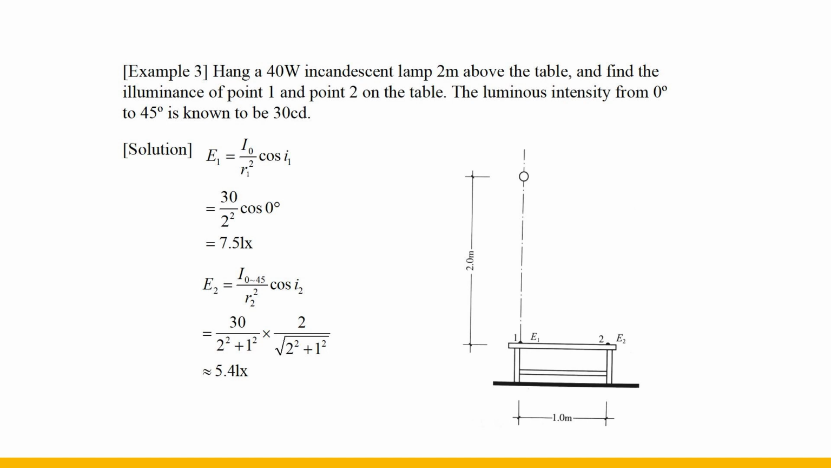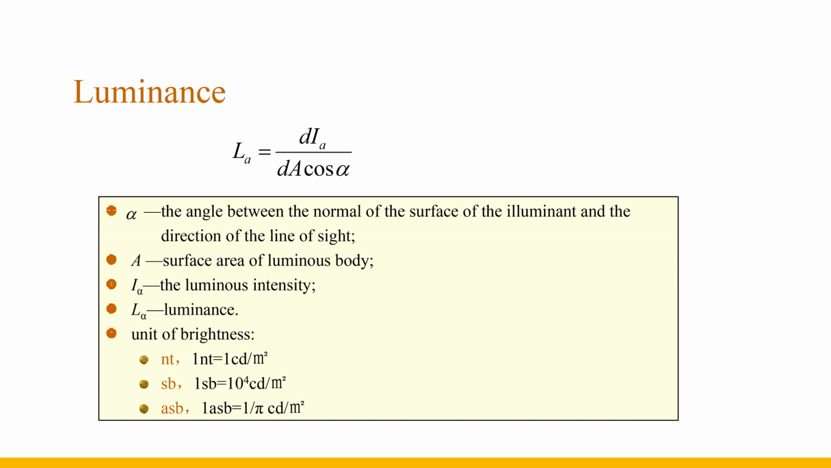The R value of point 1 is equal to 2. The R value of point 2 can be obtained by finding the hypotenuse of the 2 right-angled sides, according to the Pythagorean theorem. Comparing the calculation results, it can be seen that the illuminance of point 2 is smaller than that of point 1, which is caused by the larger distance. Think about it. How to increase the illumination? Add a lampshade. What about tilting the work surface?